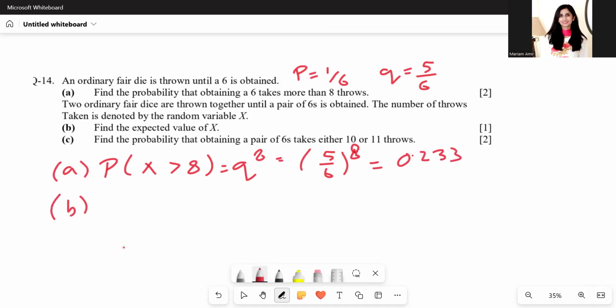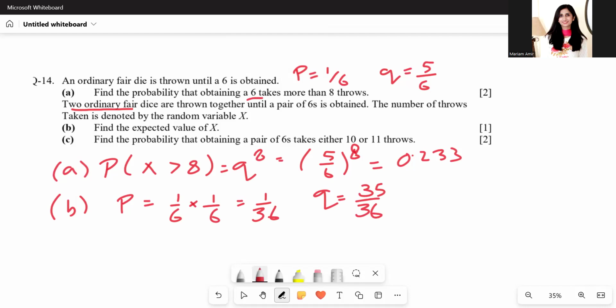Part B. Two ordinary fair dice are thrown together until a pair of 6 is obtained. The number of throws taken is denoted by random variable x. So now two ordinary dice are thrown. Then the probability of getting a 6 and a 6 would be 1 by 36. Find the expected value of x. This also means that failure would be 35 by 36.